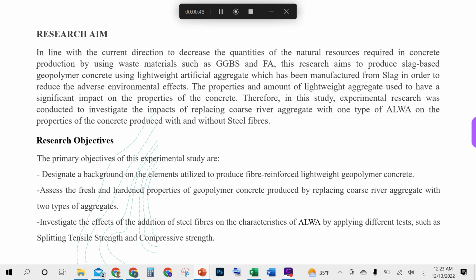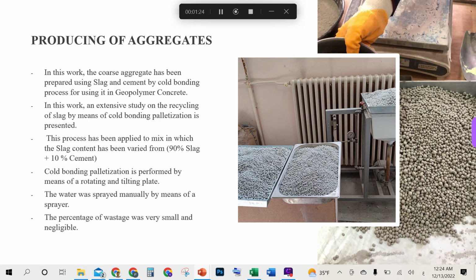Therefore, in this study, experimental research was conducted to investigate the impacts of replacing coarse river aggregate with artificial lightweight aggregate, with and without steel fibers. There are three objectives of this research as follows: first, a background of the elements utilized to produce fiber-reinforced lightweight geopolymer concrete. The second, assess the geopolymer concrete's properties after replacing coarse river aggregates with lightweight aggregates. The third, analyze the effects of the addition of steel fibers on the characteristics of lightweight geopolymer concrete.